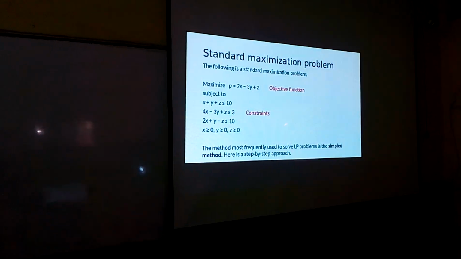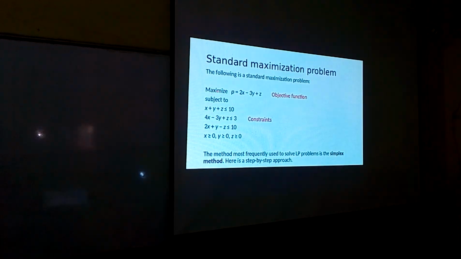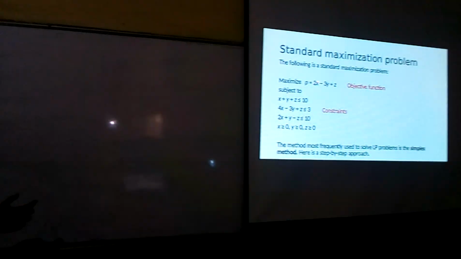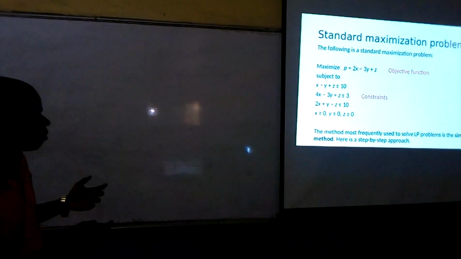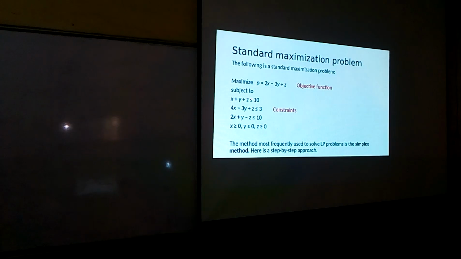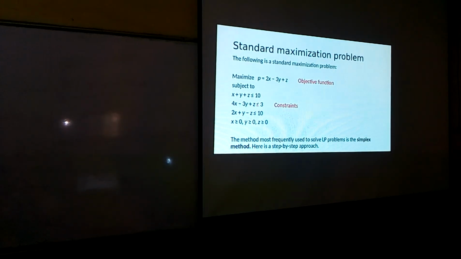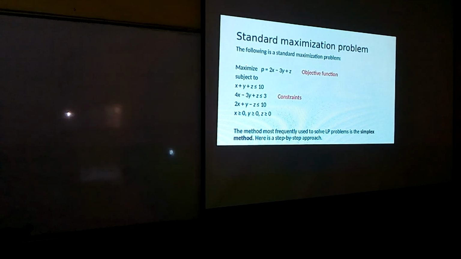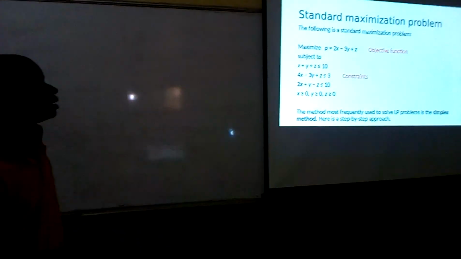This is how a standard maximization problem should look. Maybe you want to maximize P equals something, with three decision variables, x, y, and z, subject to these constraints. Now you can see that the right hand sides are all positive, and the inequality signs are less or equal to, they are not greater, and we are maximizing. So with this, we can use the simplex method.